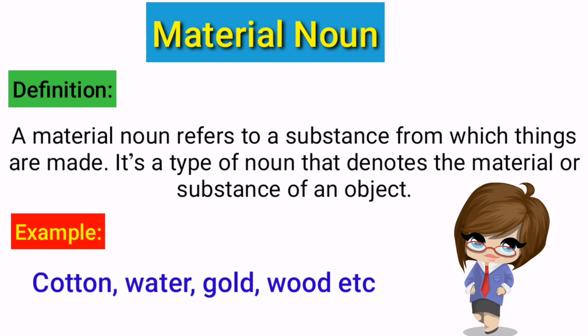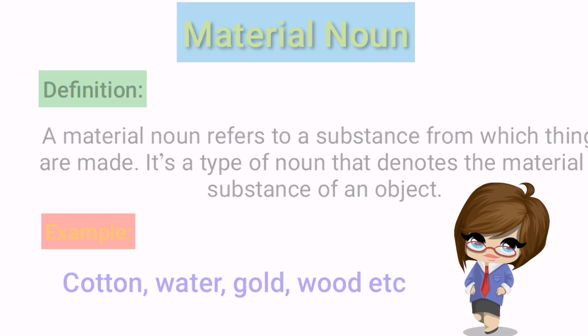You can say like this: the shirt was made from cotton, or this necklace was made of pure gold, or the table was made of wood. These are the names of materials. Because of them we create new things, so that is why they are called material nouns.